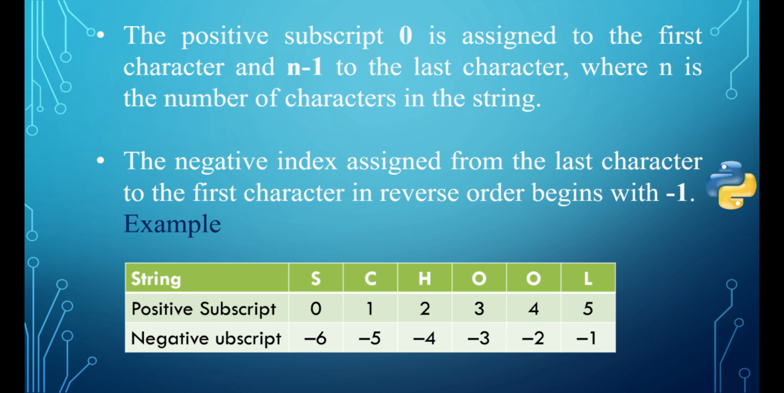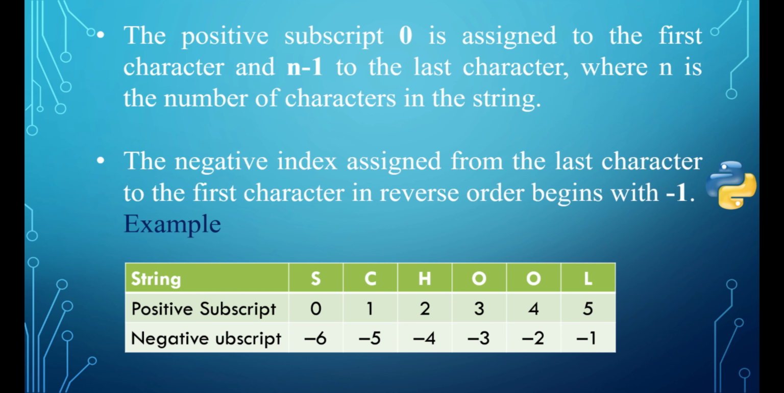Next, we will see the positive subscript: 0 is assigned to the first character and n minus 1 to the last character, where n is the number of characters in the string. The negative index is assigned from the last character to the first character in reverse order, beginning with minus 1. You see in the example, the string is SCHOOL. Positive subscript starts from 0.